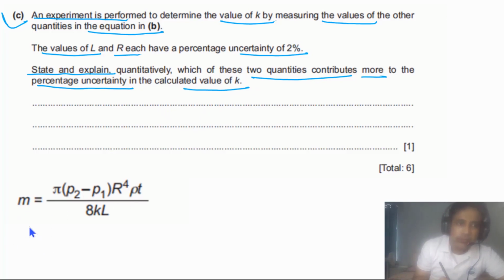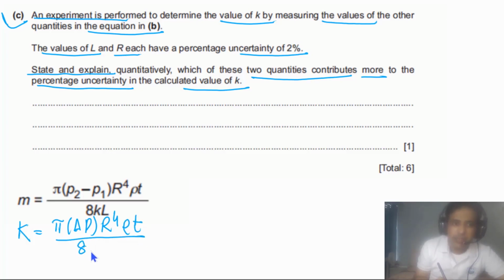If we rearrange this equation, we can simply write down K will be equal to pi times P2 minus P1, so we can determine delta P, and here we have R to the power of 4, here we have rho, and here we have T, and this one will be divided by 8 times M times L. Now we can write down how we can determine the percentage uncertainty in K.